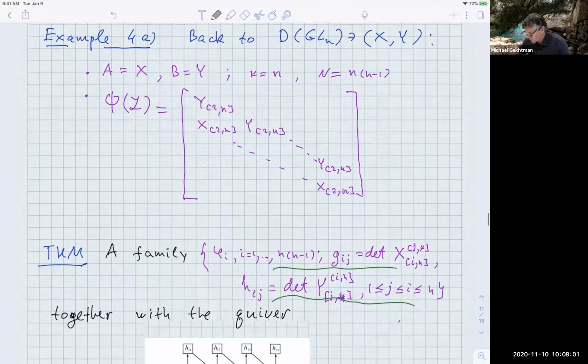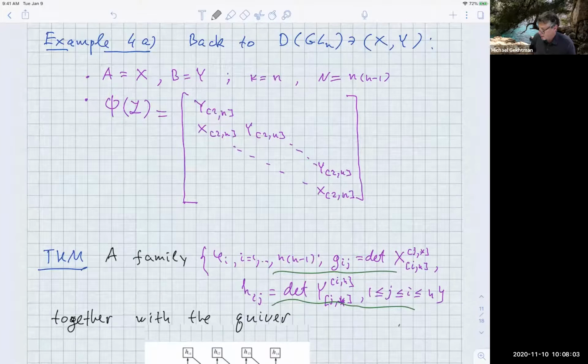Namely, first of all, let me list the functions. What we have is the trailing principal minors of phi of lambda; there will be n times n minus 1 of them. Then you take again dense minors attached to the last row that corresponds to X, and dense minors attached to the last column that corresponds to Y. If you compute how many functions you have in total, you will see that it's still not quite 2n squared, which is the dimension of the double.